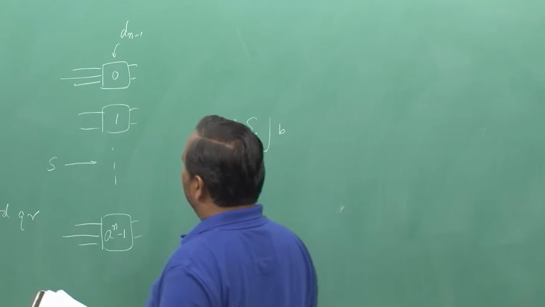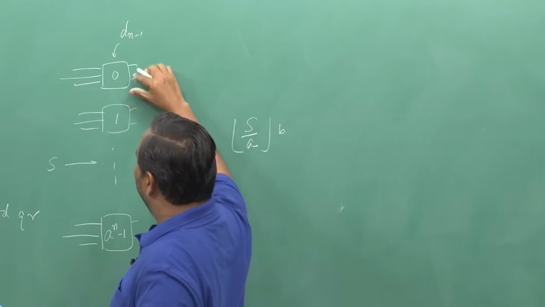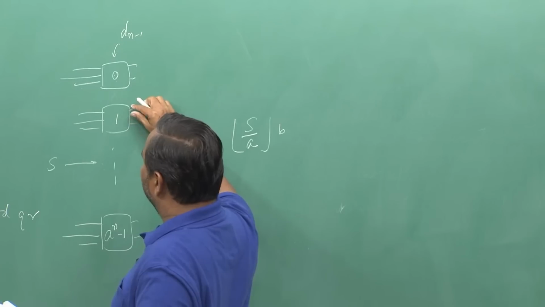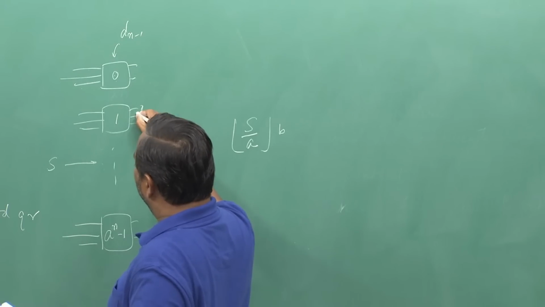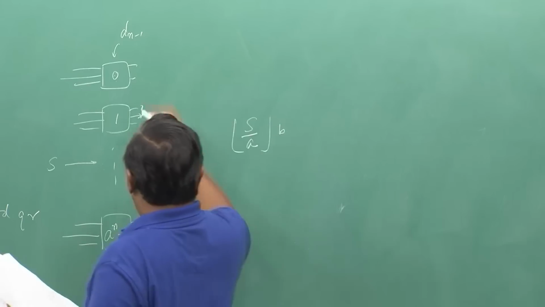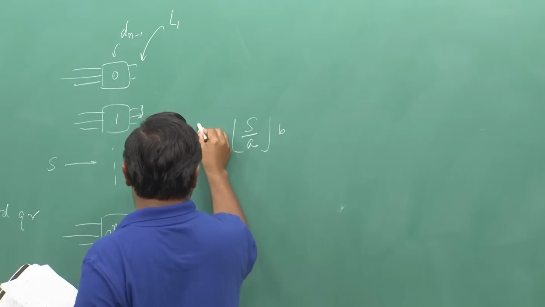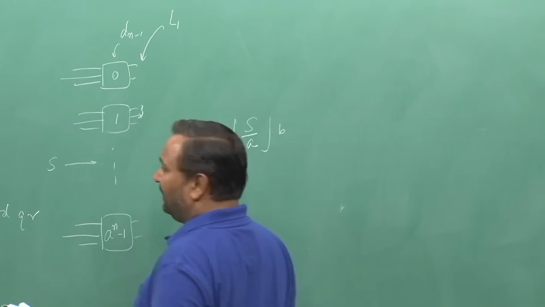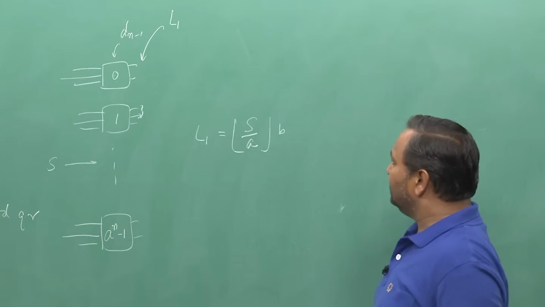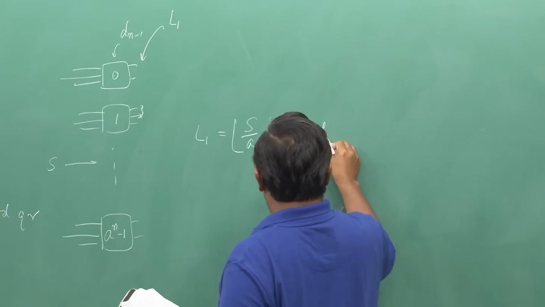multiplied by B. So, if I am actually here, so this B count will be there and remaining will be this number. So, which particular outgoing port will be decided by D n minus 1. So, the line to which I am connecting, I call it L1. So, L1 will now be represented by S by A, lower floor function into B plus D n minus 1.